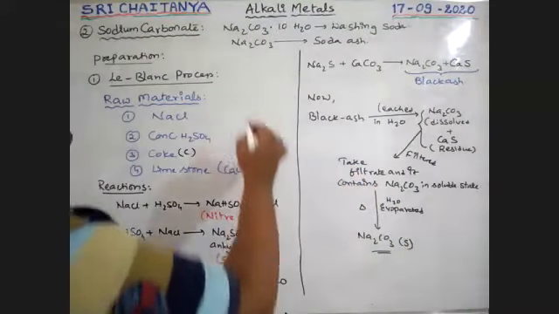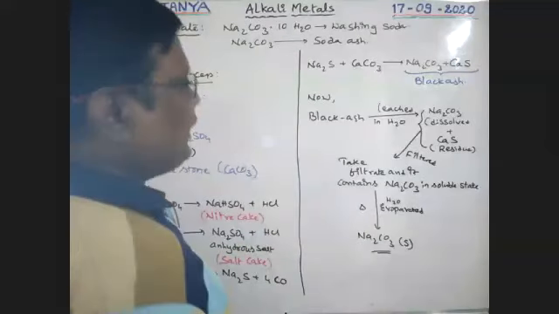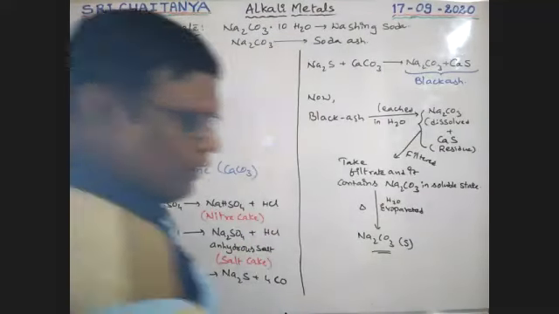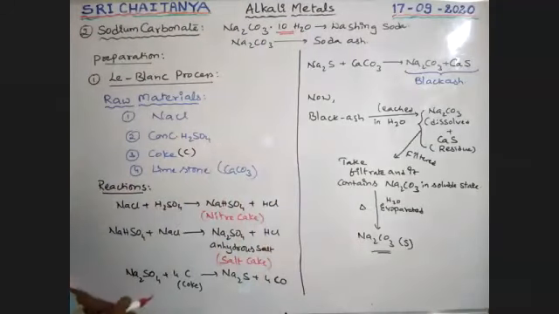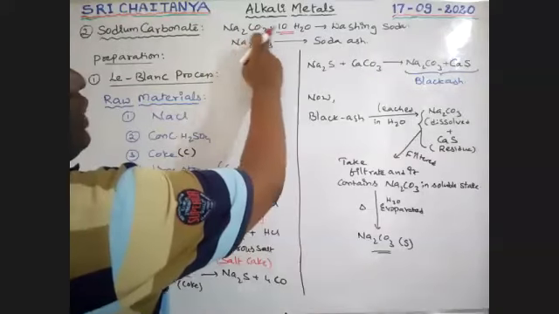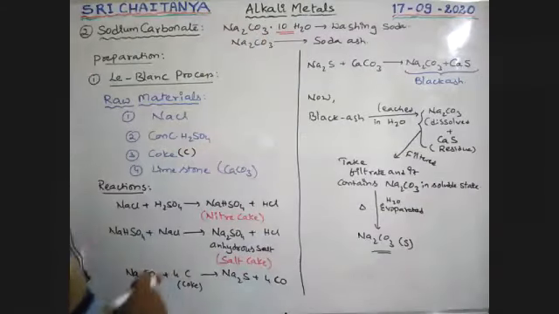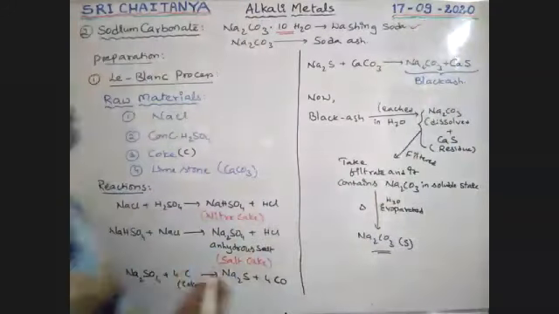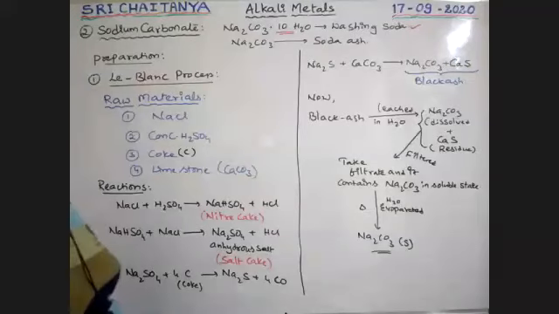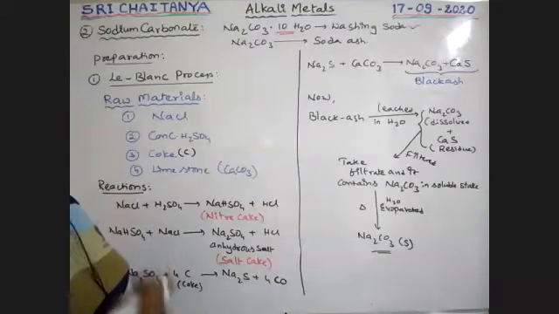Its formula is Na2CO3·10H2O. Very, very important, 10H2O. Na2CO3·10H2O is called sodium carbonate decahydrate, commonly called washing soda. The common name for this one is washing soda because it is used in washing.